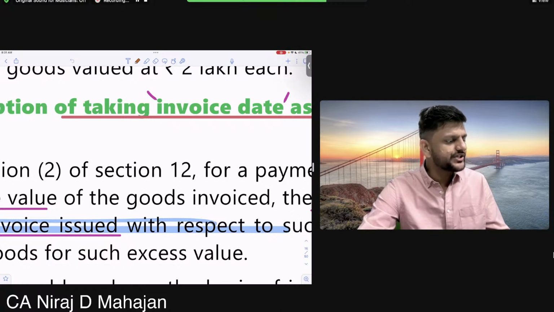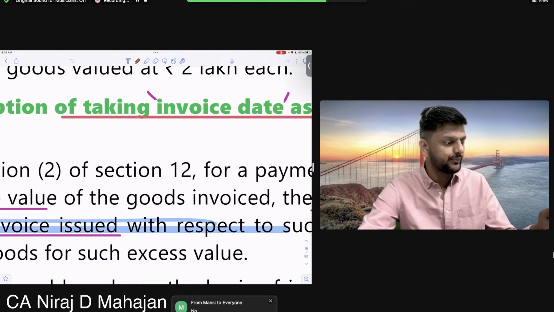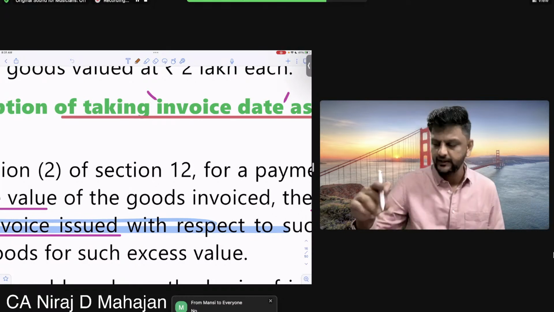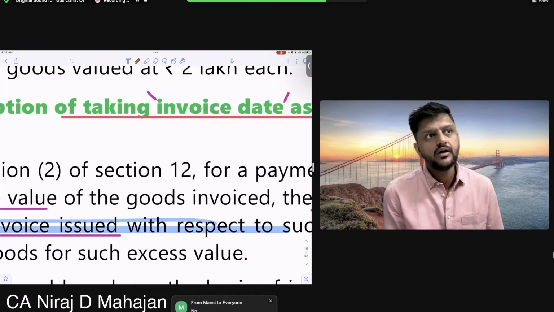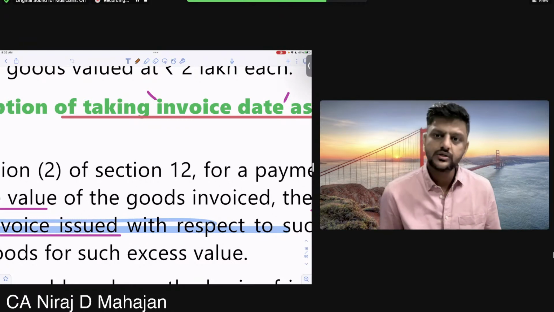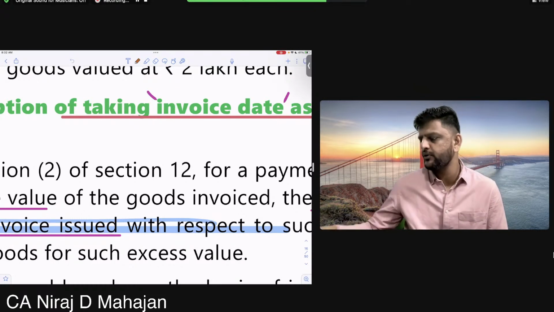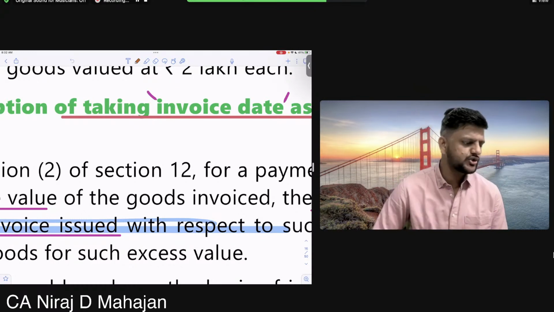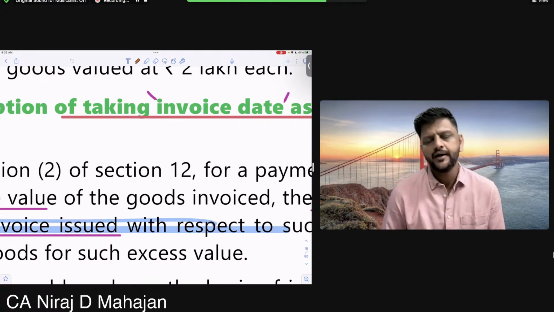Fine. Do we check over there the date of payment? No, we don't check. Date of payment is irrelevant in case of forward charge mechanism. Then we also went into reverse charge mechanism. For reverse charge mechanism for goods, we check date of payment. Even for services, we check date of payment. So the only exception where we don't check date of payment is forward charge mechanism, and it is supply of goods.